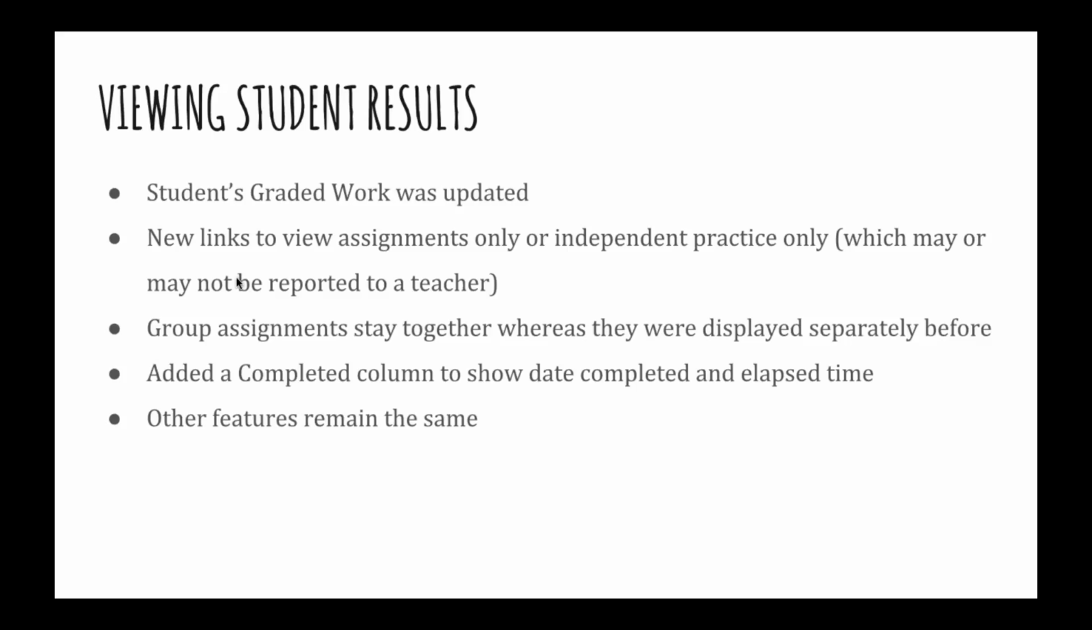So now in their graded work, you can filter between the two to see what was assignments and what was done on their own. Another really big change, and this is probably the most helpful thing, is that group assignments now stay together. So what that means is if you were to assign a group assignment and a student completed it, if you were to go to their graded work, it would look like all different assignments, and you couldn't really tell before what was part of the group assignment. So that is a fairly big change that makes it much easier to figure out what they've done. And we also added a completed column to very quickly show the date completed and how much time the student spent, so you can see that at a glance.